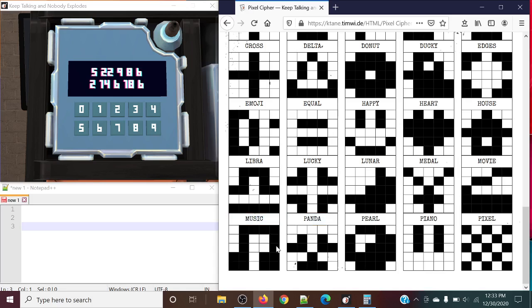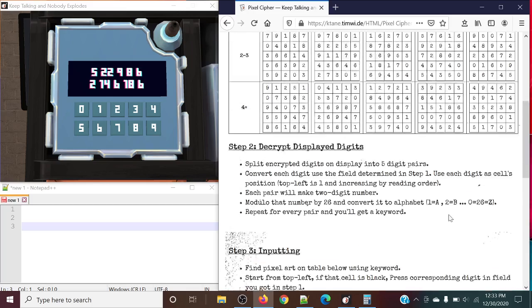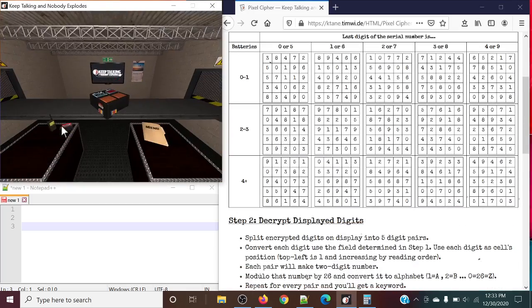Music was the music note, obviously, and then pixel is just all over the place. All right.